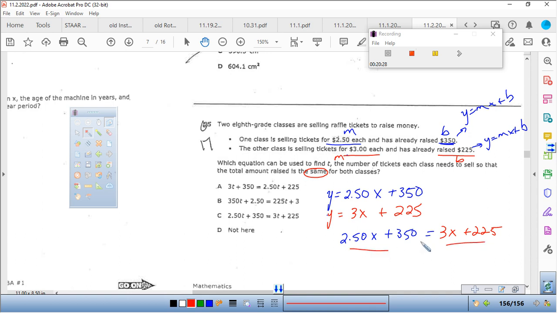So let me see, this one is equal to this one. Let's see that one, 250, this, 3t and 250. So 3 goes with, so this one's out. 350t is out. 250t, 350. That looks good. This matches up right here. Matches up. And then 3t, 3t, 225.